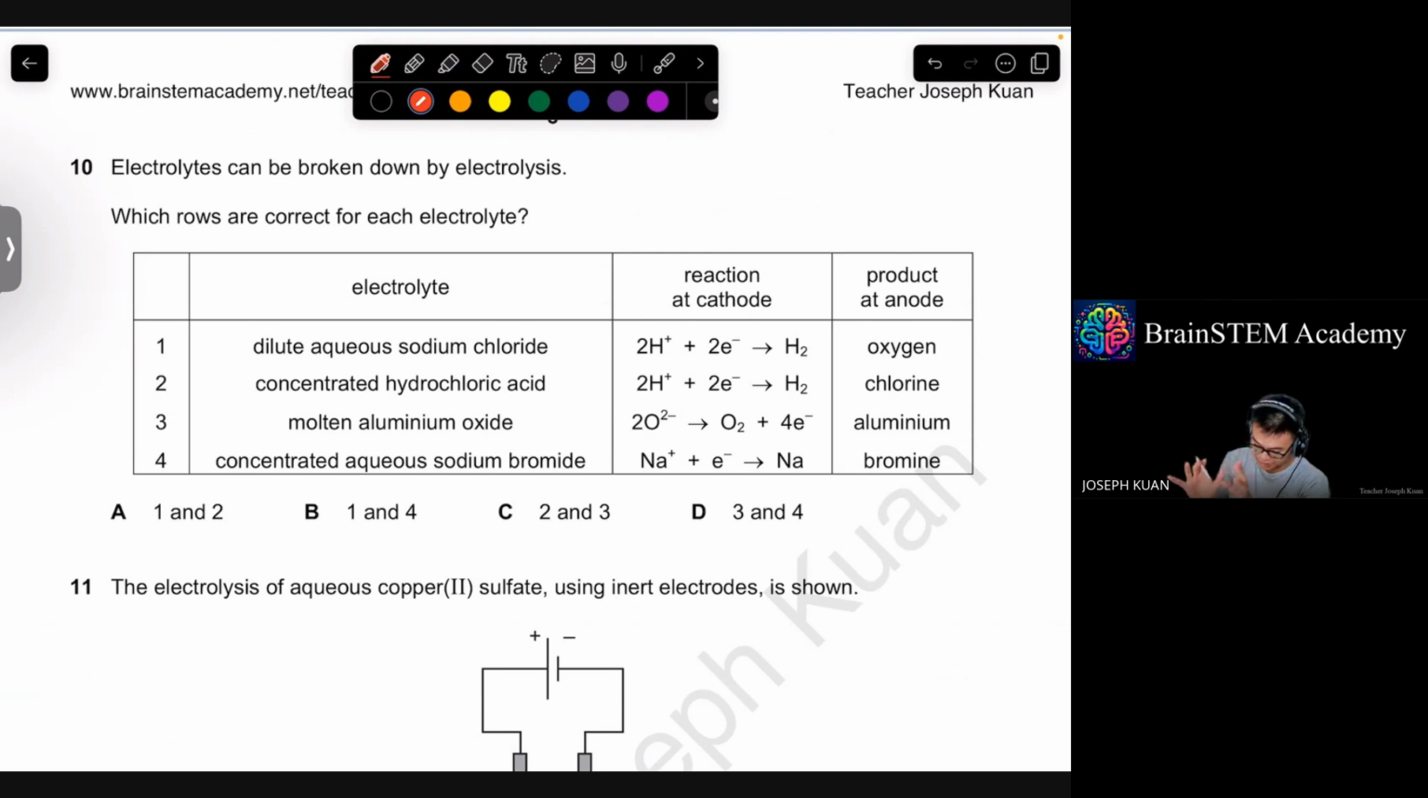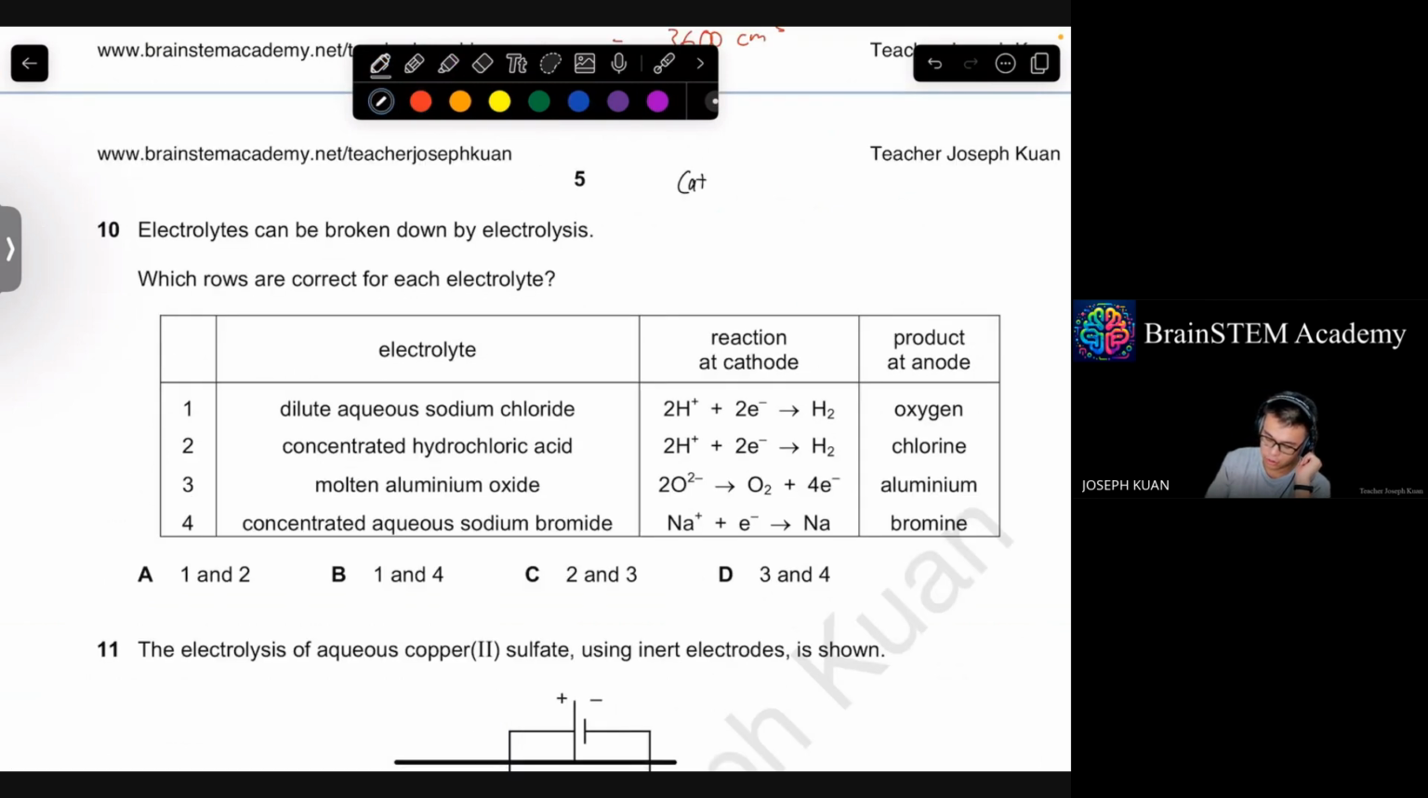Seems like a lot of information, but let's just break it down and try to figure it out one by one. Now, our concept here is cathode: you should expect to see generally cation ions getting discharged. Just remember, cathode, cation ions getting discharged in electrolysis. So you can pretty much forget about 3. You see that there's an anion here, so that's most likely not the answer.